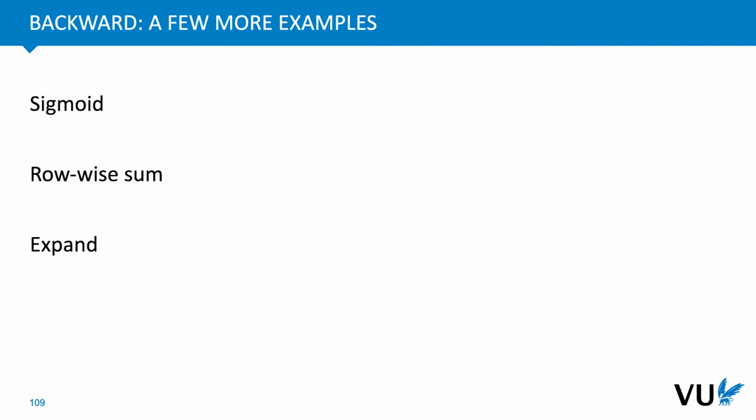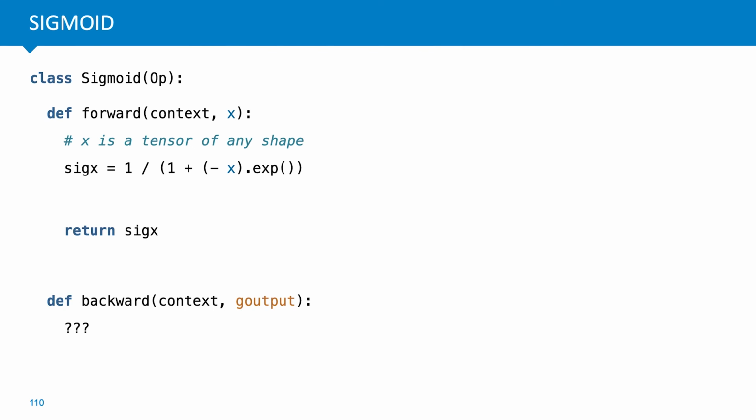To finish up, we'll show you how to do this for some more operations. You'll be asked to do a few of these in the second homework exercise, so it's important to grasp the principle very well. We'll do the sigmoid function, a row-wise sum function, and an expand function. We start with the sigmoid.